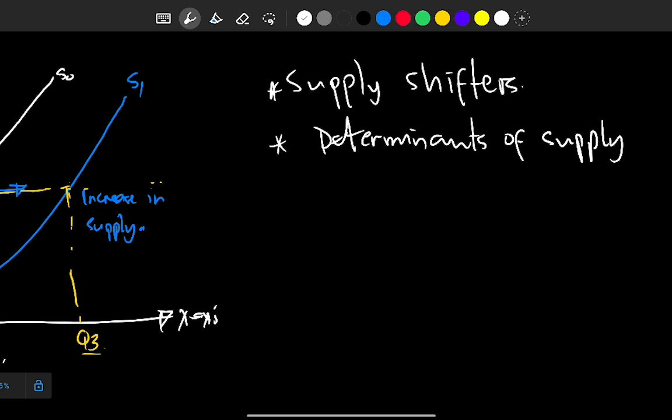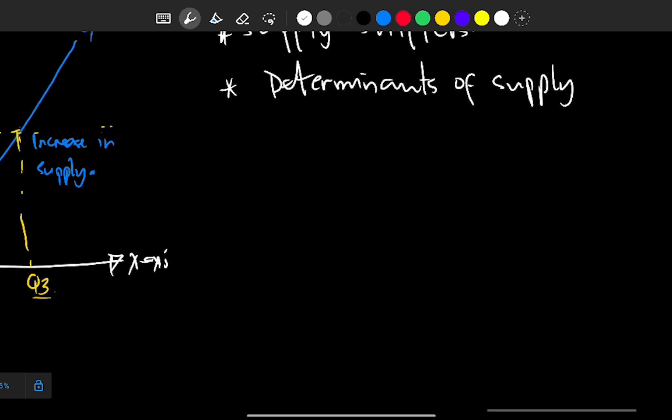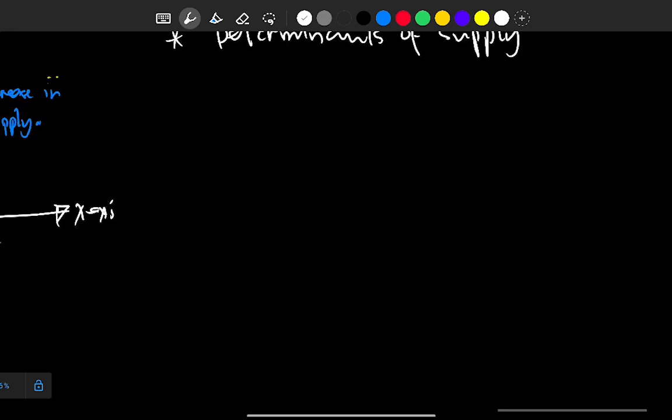These determinants of supply, of course, are changes in non-price factors that cause the entire supply curve to shift, either to the right, showing an increase in supply, or to the left, showing a decrease in market supply. So they include, and we list them first. Then we go ahead and have a discussion on how each of the factors affects supply.